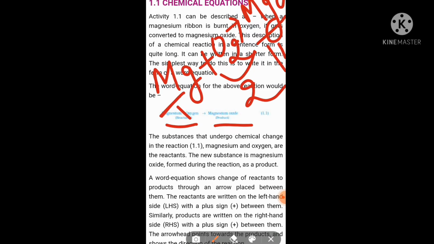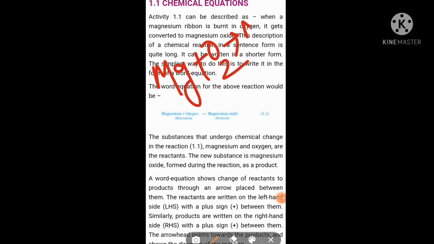Okay. Now see, magnesium is balanced, but the number of oxygen atoms on the left hand side is 2 and on the right hand side is 1. So is this equation balanced or not? No, this is not a balanced chemical equation. Okay, so we need to balance it. Now see how to balance a chemical equation. Magnesium plus oxygen forms magnesium oxide. Now magnesium is balanced, oxygen is 2 and the right hand side 1.